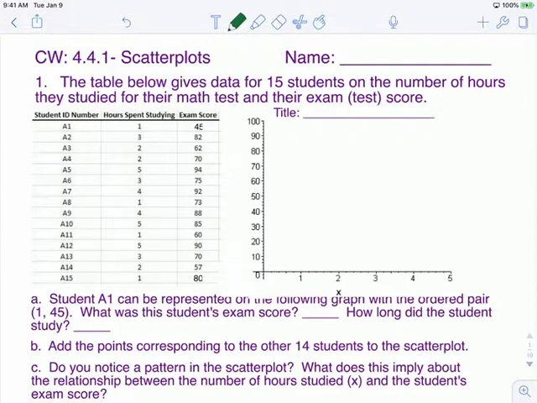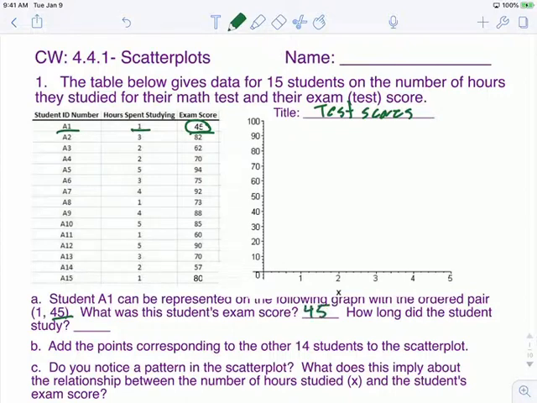So it says the table below gives the data for 15 students on the number of hours they studied for their math test and their exam test scores. Let's call this graph test scores. Student A1, so that'd be this student here, can be represented on the following graph with the ordered pair (1, 45). What was the student's exam score? Well, the 45 is referencing this, so their exam score would be 45.